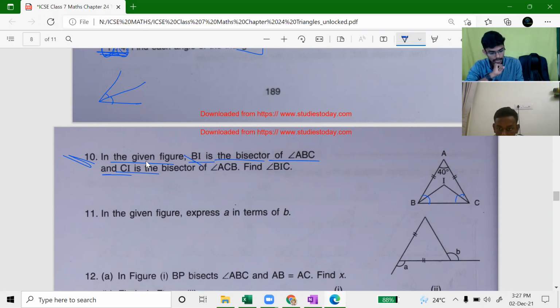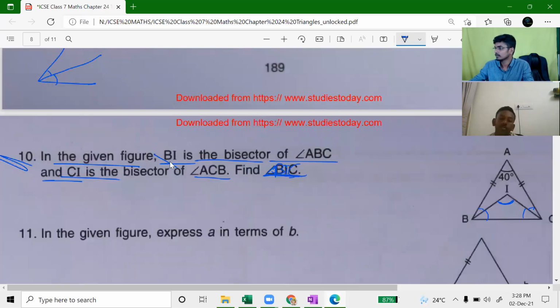Now, I is the bisector of triangle ABC. What we have to find is angle BIC. That means we have to find this angle. I will just explain this question and I want you to solve it.